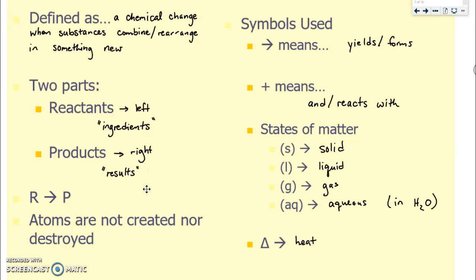There's a variety of symbols that are used in chemical reactions. The arrow usually stands for yields, or forms, or produces. The plus sign stands for the word and, or reacts with. You'll also often see states of matter in reactions. S, L, and G stand for solid, liquid, and gas. AQ stands for aqueous, meaning in water. And some reactions even have a triangle that is part of their reaction scheme, and that stands for whether heat is being added or released.